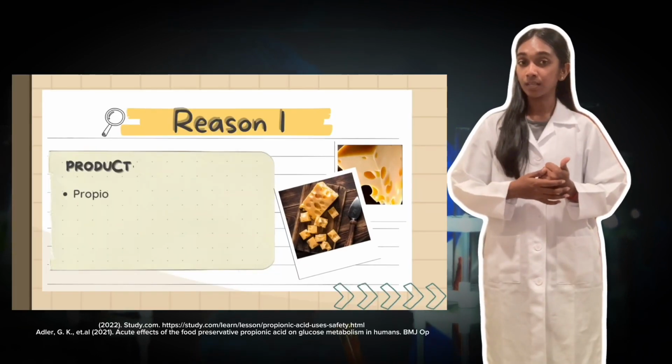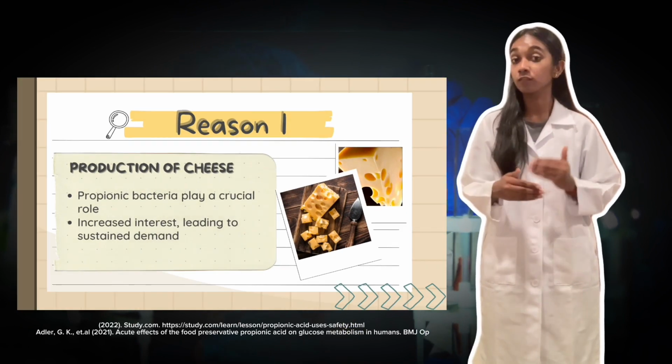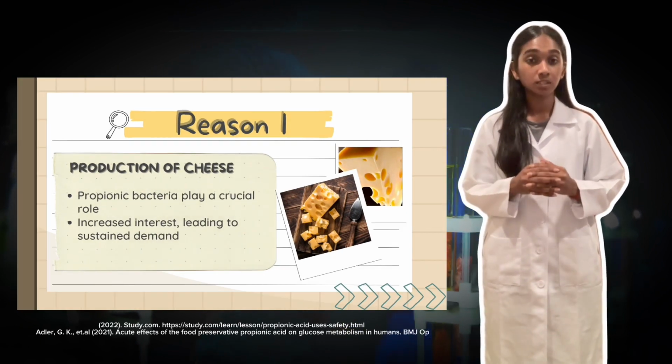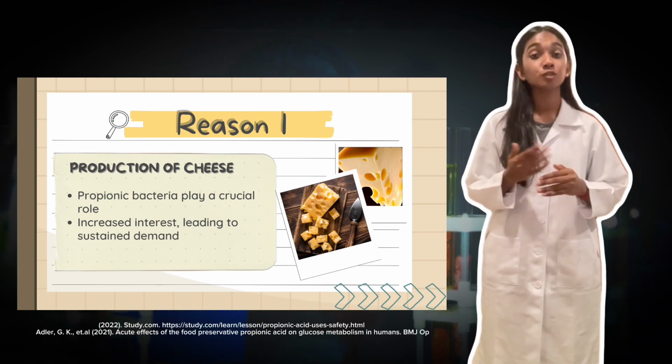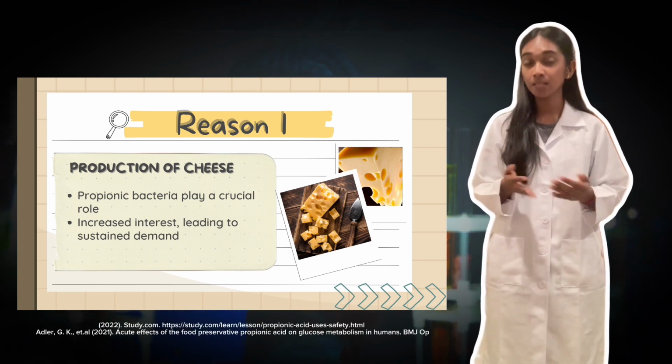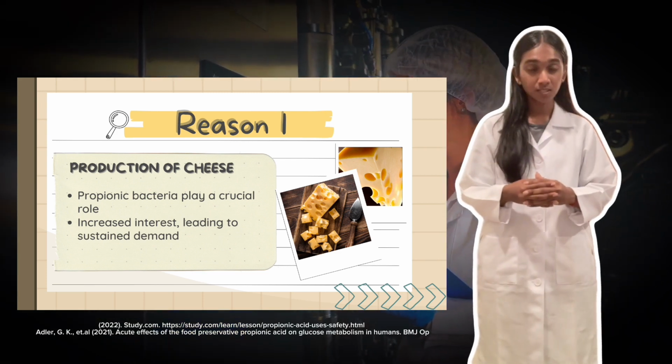Reason number 1. Propionic acid plays a crucial role in the production of cheese. As the global cheese market expands, there may be increased interest in traditional and specialty cheeses, leading to a sustained demand for propionic bacteria.